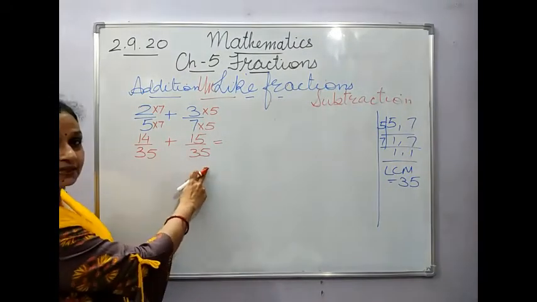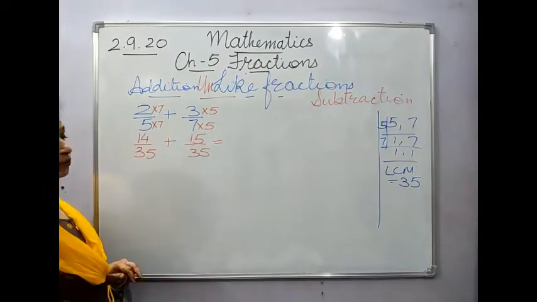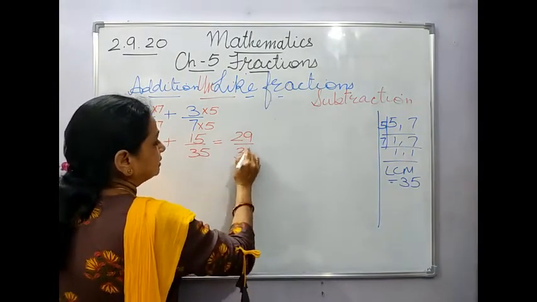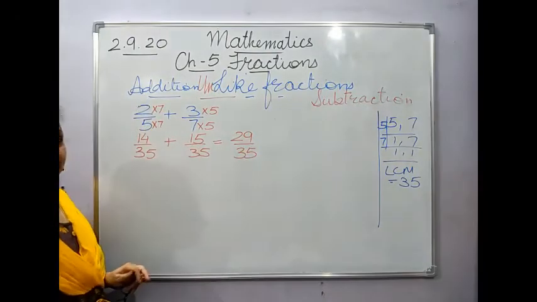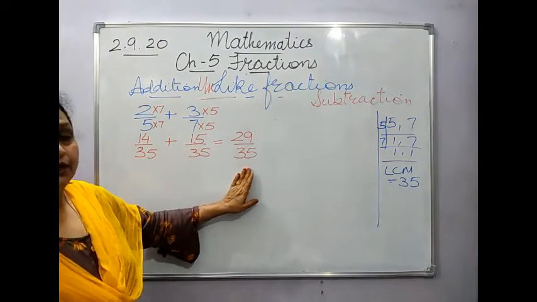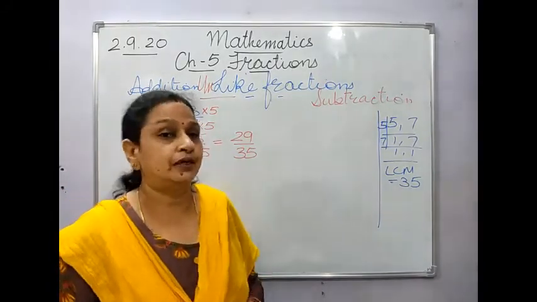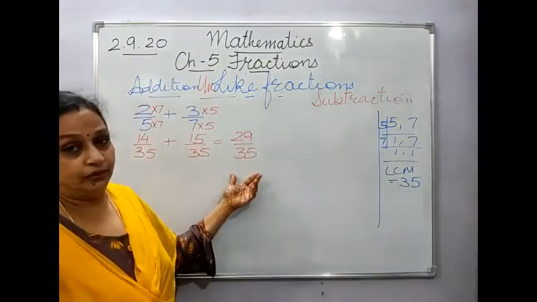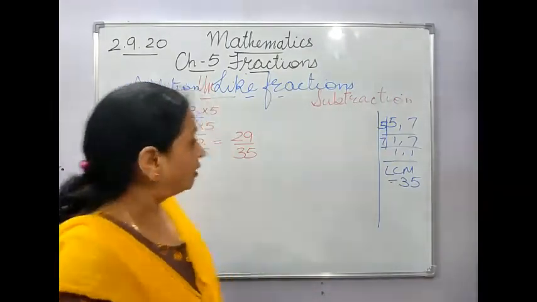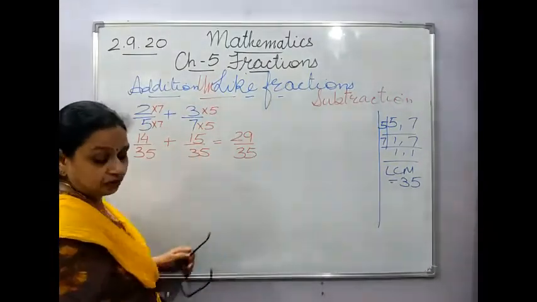Now the denominators are the same, so it's very easy for you to add. So it will be 29 upon 35. Is it in the reduced term? Yes. You don't have to cut it down. You don't have to make it to the lowest term. It is already in the lowest term. Clear? Okay. So now I'll show the subtraction also.